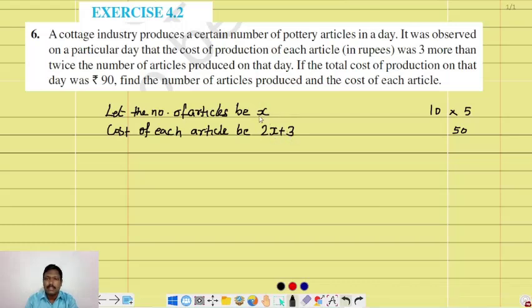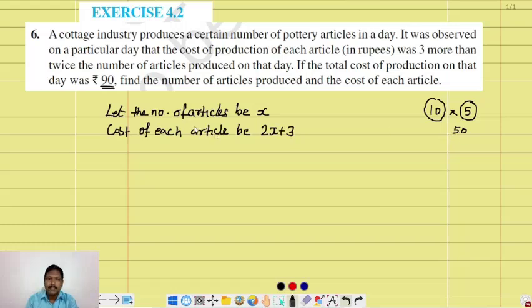Number of articles is x, then cost of article is 3 more than twice the number of articles, so 2x plus 3. So x and 2x plus 3. Okay, now cost of production of that day is rupees 90. So that means, this is the number of articles and this is the cost of article, then what will be the total production?